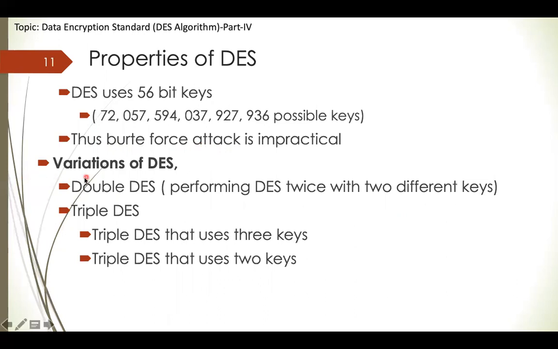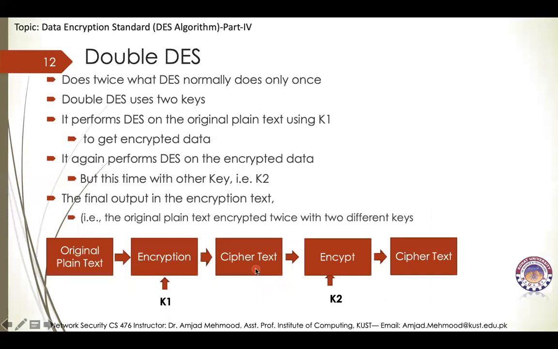Now, variations of DES. We have double DES, performing DES twice, as the name suggests, with two different keys, and triple DES, which uses 3 keys, and triple DES that uses 2 keys. In double DES, we do twice what DES normally does once. This means that 32 different subkeys will be applied to make your document encrypted.